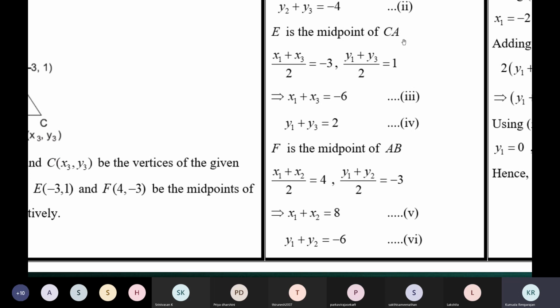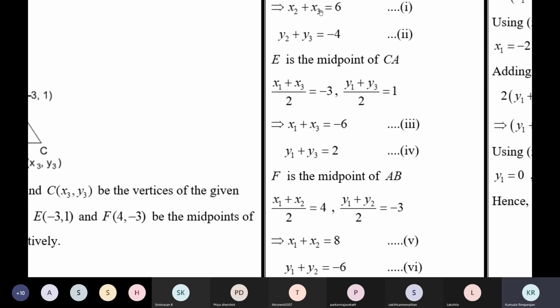So like this, you have 6 equations here. The first equation is in x2 and x3. The third equation is in x1 and x3. And the fifth equation is in x1 and x2. See, I told you, in all we have 6 equations. 3 of them are in x1, x2, x3. And the remaining 3 are in y1, y2, y3.